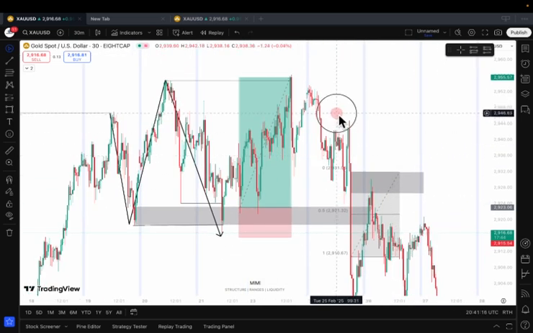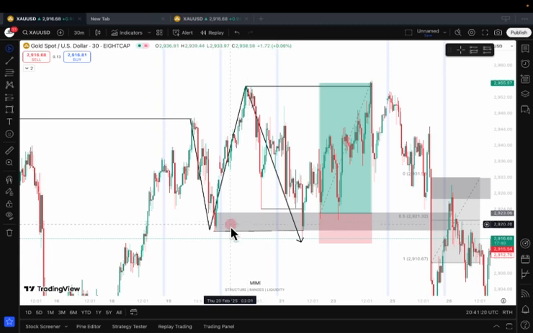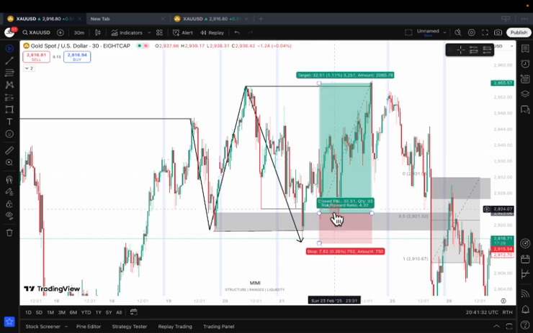So, reclaim block: price taking out a valid zone with little or no significant reaction, and then coming back above it.